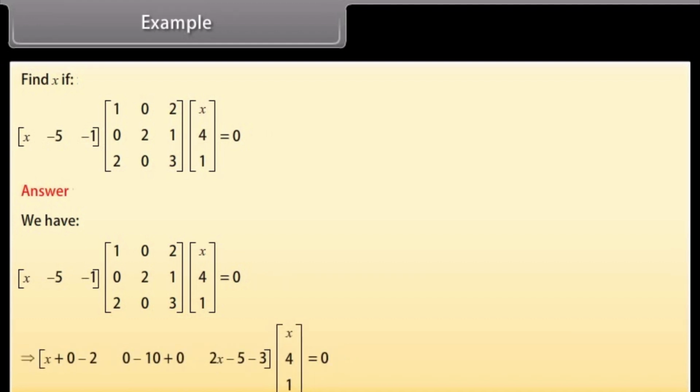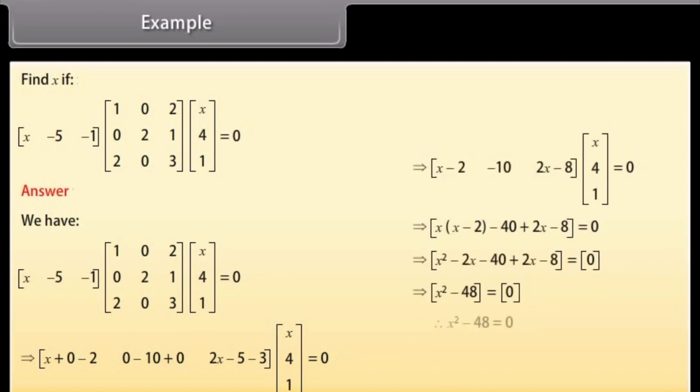It implies that the matrix [x + 0 - 2, 0 - 10 + 0, 2x - 5 - 3] multiplied by the matrix with rows [x], [4], [1] is equal to 0. Solving this, we get x square minus 48 is equal to 0. It implies x square is equal to 48. It implies x is equal to plus or minus 4 square root 3.